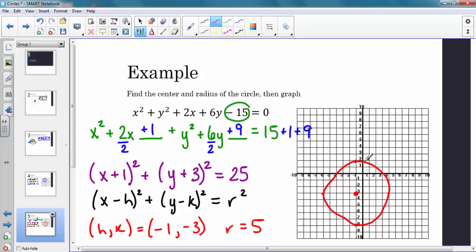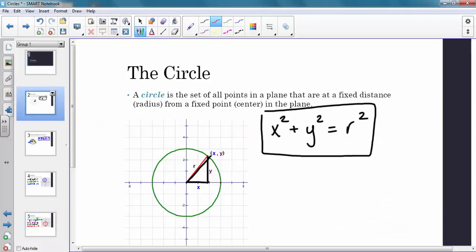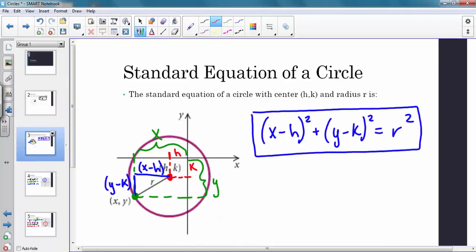So there you have it. That's all you really need to know about circles. Keep in mind, if your center is at the origin, the equation is x squared plus y squared equals r squared. If your center is instead at some point (h, k), your equation is x minus h squared plus y minus k squared equals r squared.